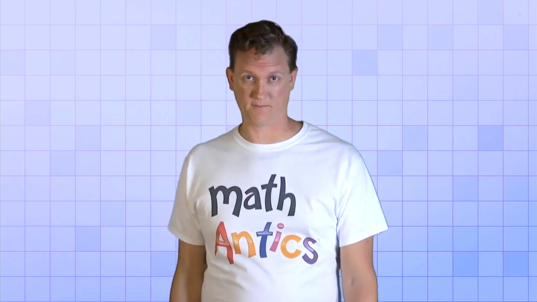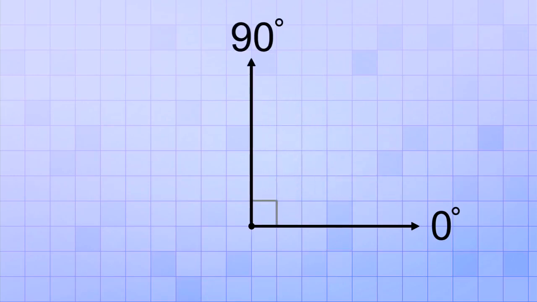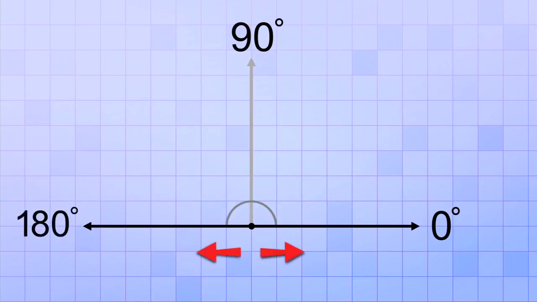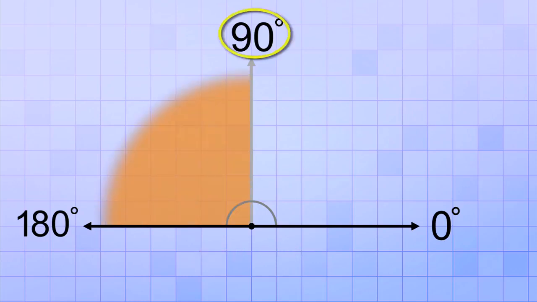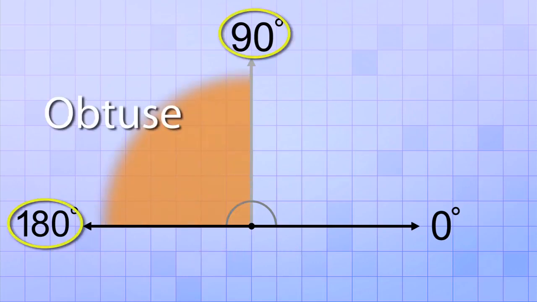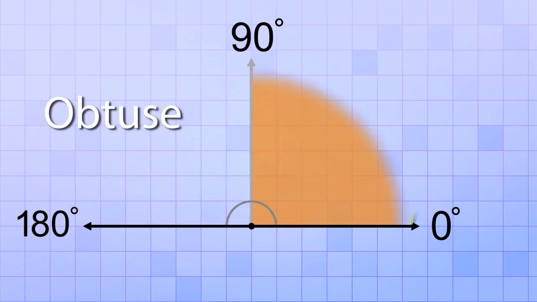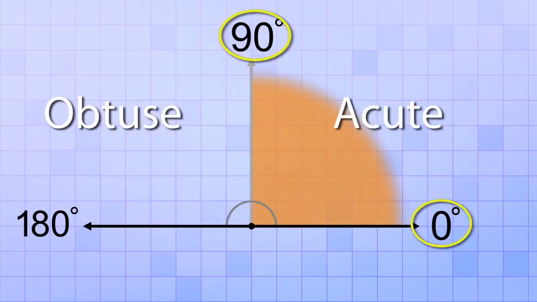Now before we go on, let's quickly review the important angles and regions that we've looked at so far. Our angle measurement is 0 degrees when the rays point in exactly the same direction. It's 90 degrees when they're perpendicular and form a right angle. And it's 180 degrees when they point in opposite directions and form a straight angle. In this region, between 90 and 180, we find obtuse angles. And in this region, between 0 and 90, we find acute angles.